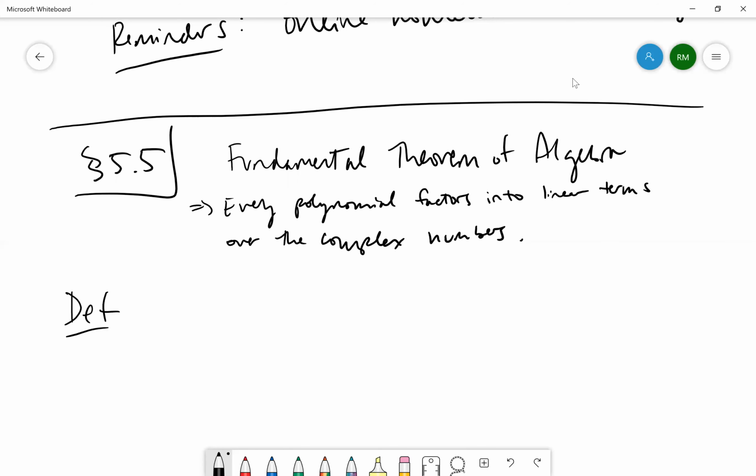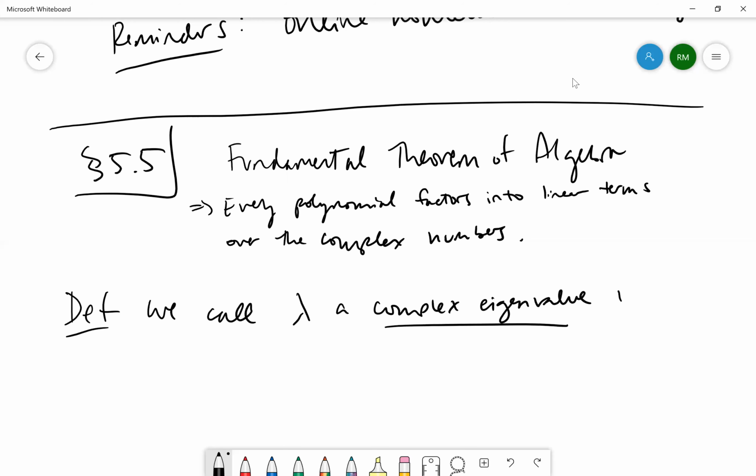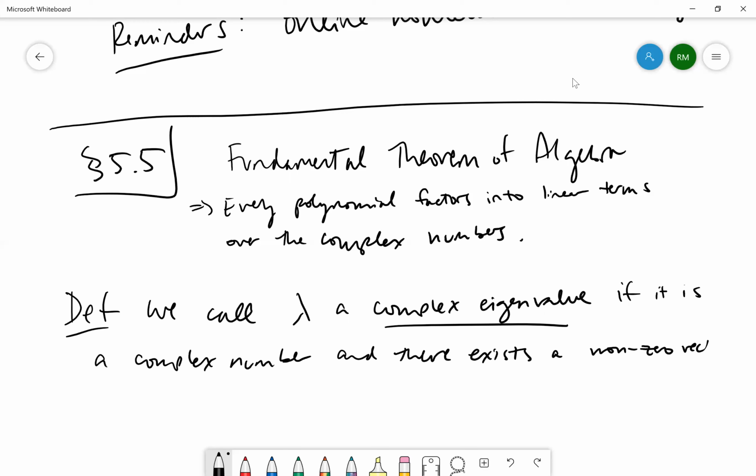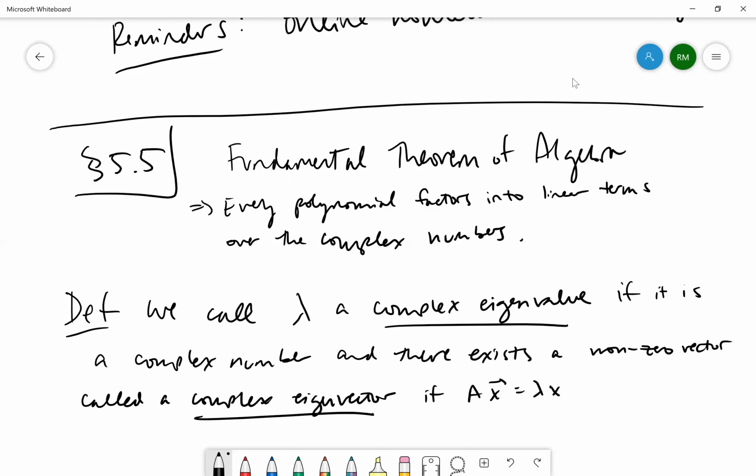So we call lambda a complex eigenvalue if it is a complex number and there exists a non-zero vector x, called a complex eigenvector, if Ax equals lambda x.